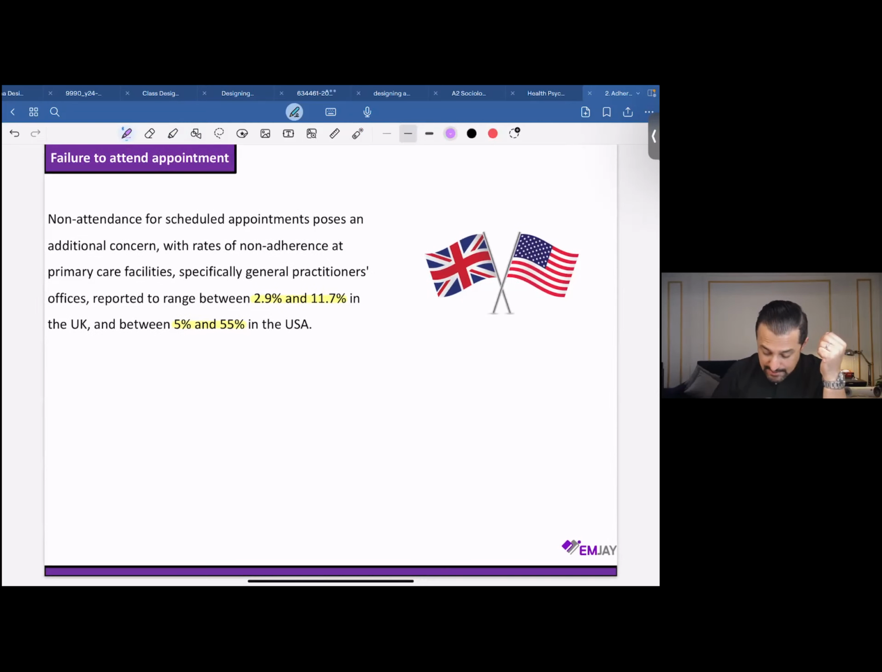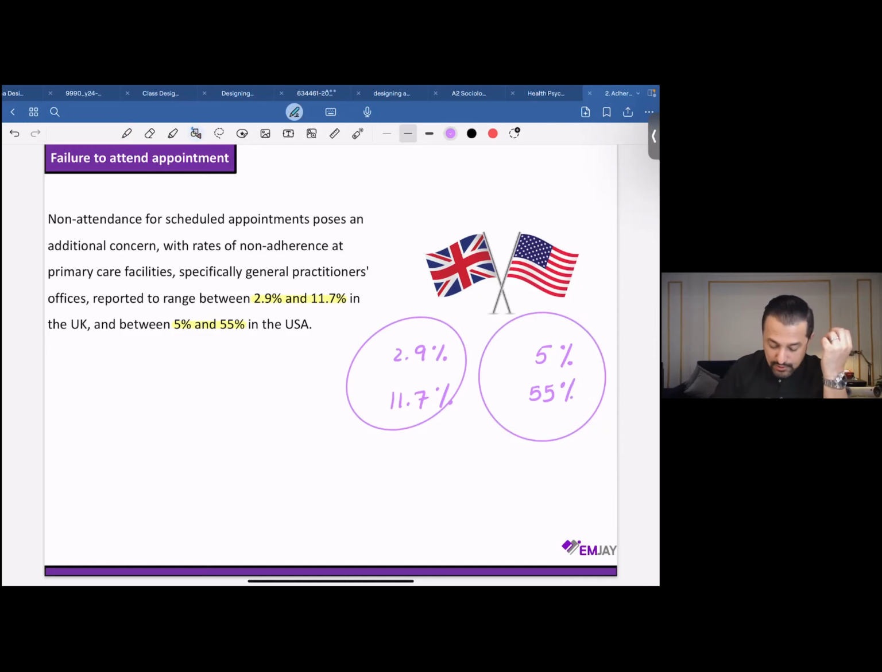So what we learn from this is, and they are both developed parts of the world, we're talking about the difference between the extent to which individuals do not attend their scheduled appointments. For the UK, it is between 2.9% and goes all the way to 11.7%. However, for the US, it ranges between 5% to around 55%. So this is the comparison that we were talking about over here.